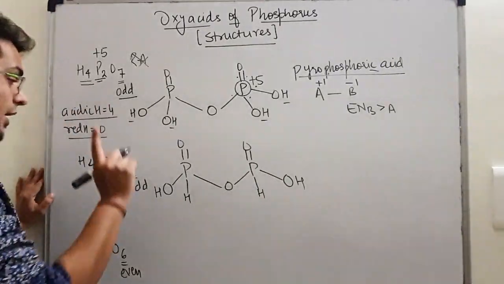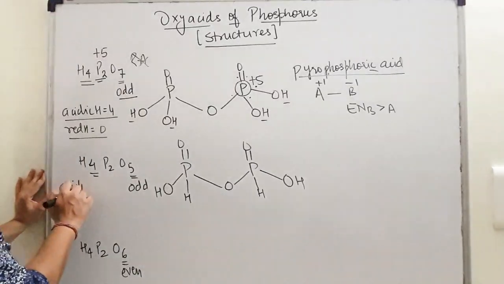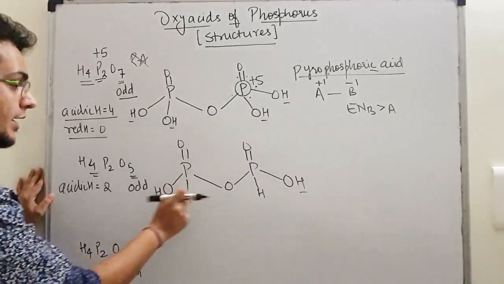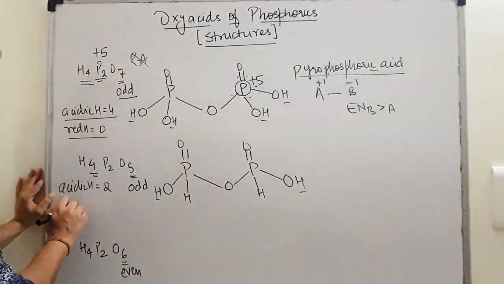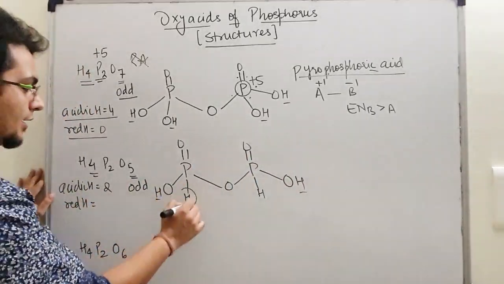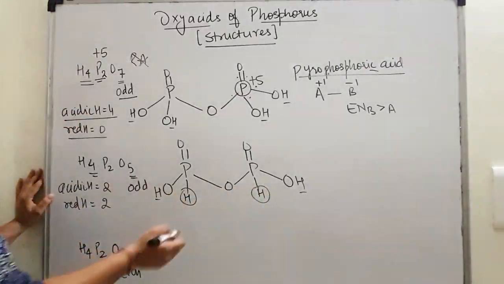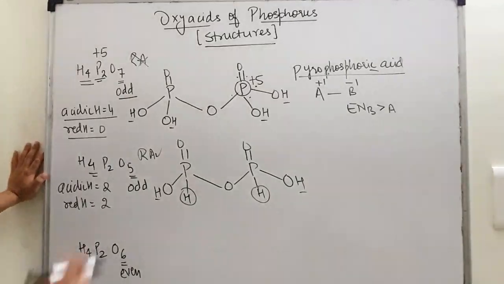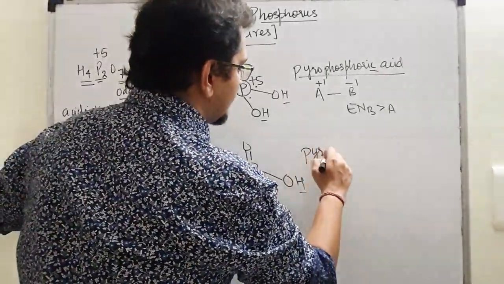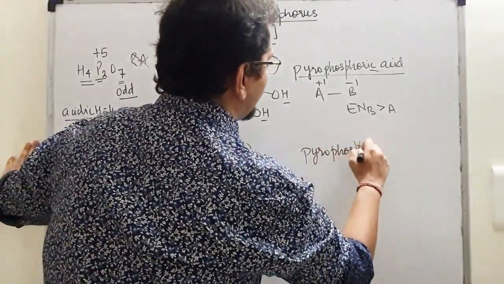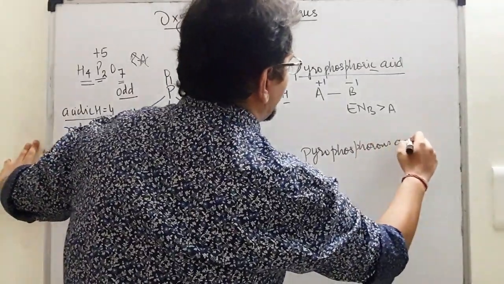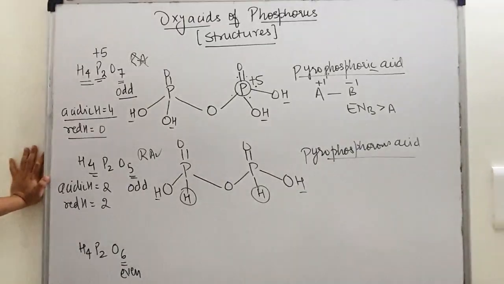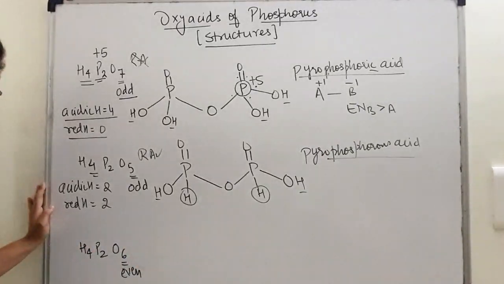Here acidic hydrogens are how many? 1, 2. 2 acidic hydrogens. Hydrogen attached to oxygen are acidic hydrogens. Reducing hydrogens how many? There are 2 reducing hydrogens. Reducing agent? Absolutely, 100%. There are 2 reducing hydrogens here. This is named as pyrophosphorus acid. Pyrophosphorus. That was phosphoric, this was phosphorus. Pyro.